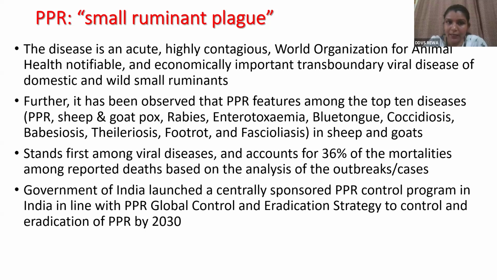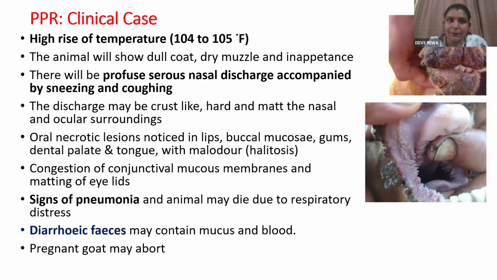And among the viral diseases, it stands first because it accounts for about 36% of the mortality among the total reported deaths in sheep and goat. And the Government of India has also launched a centrally sponsored PPR control program in line with the PPR Global Control and Eradication Strategy, to control and eradicate PPR by 2030.